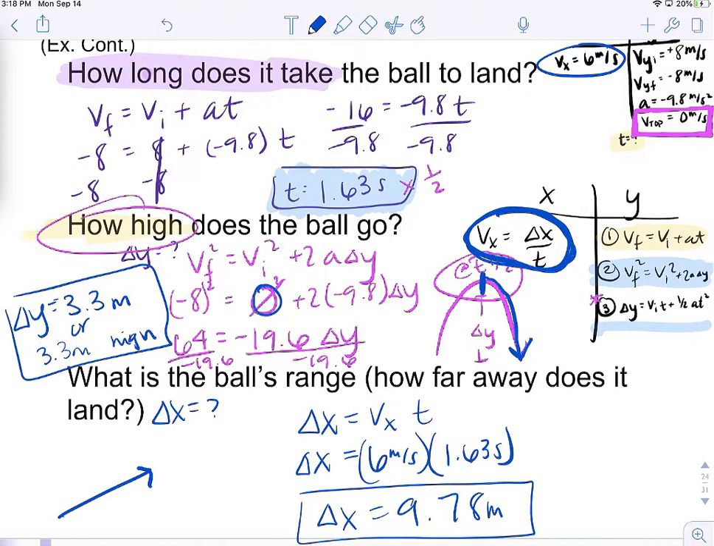we didn't use this number. We solved for the sides of this triangle. And we got 8 over here and 6 over here. We never used 10 meters per second in an equation. Again, that is because those motions act differently, and we have to use specific equations for each part of that.